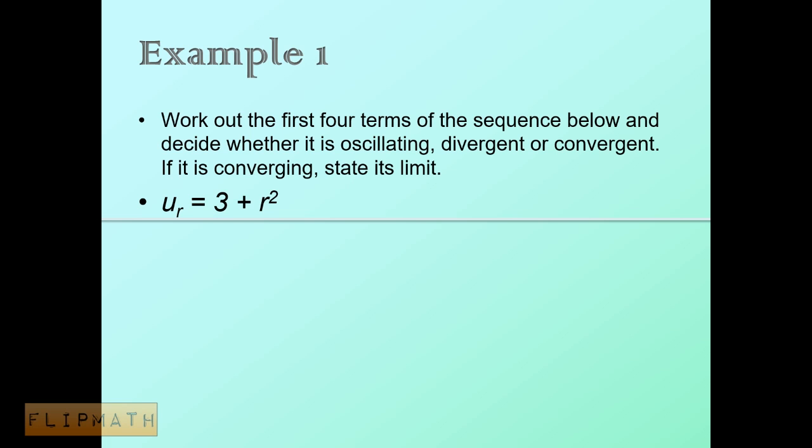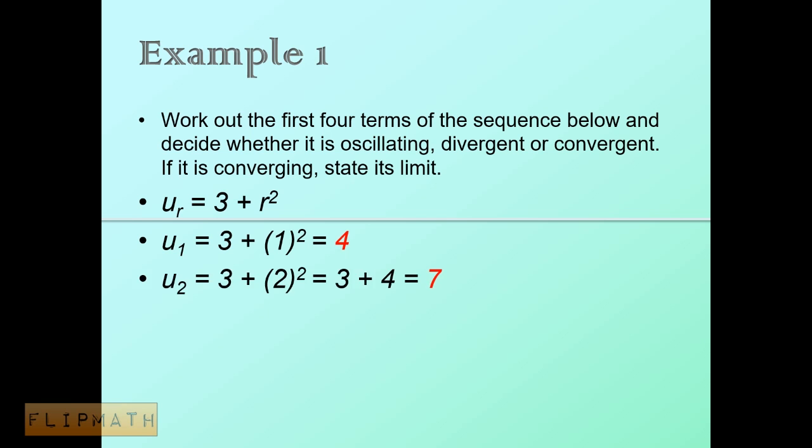So the first one we're going to look at is an nth term, or in this case an rth term, of u_r equals 3 plus r squared. And we're going to work out the first four terms. So we're going to stick in u_1, replacing the r with 1, so we get 3 plus 1 squared, which is 4. Second term is 3 plus 2 squared, replacing the r with 2. That'll be 3 plus 4, which is 7.